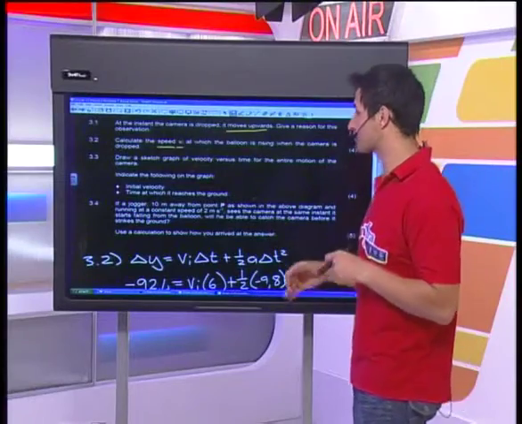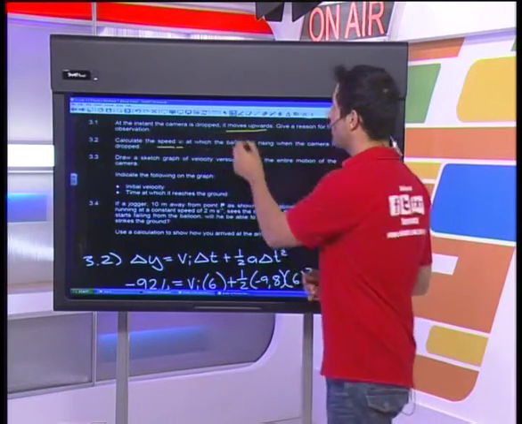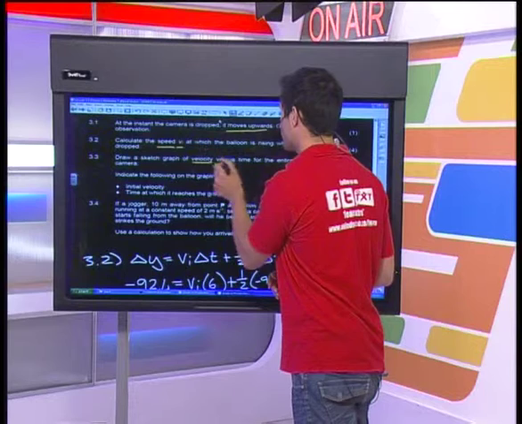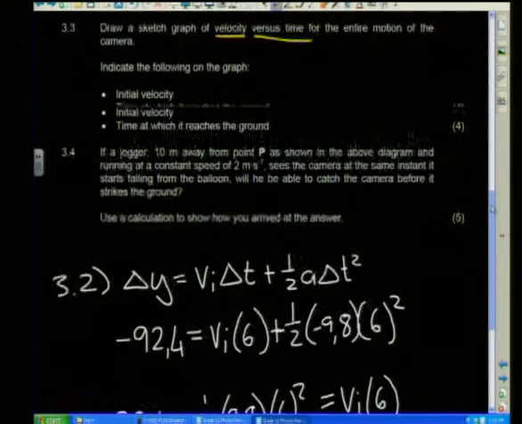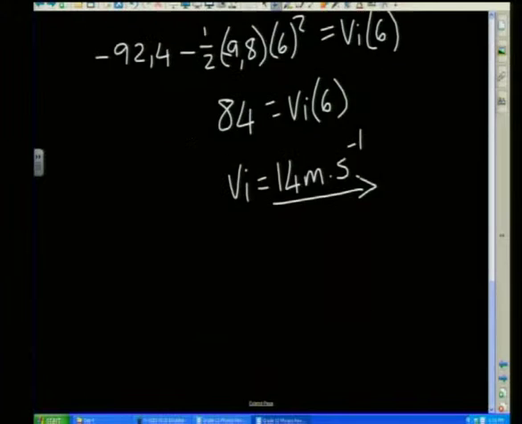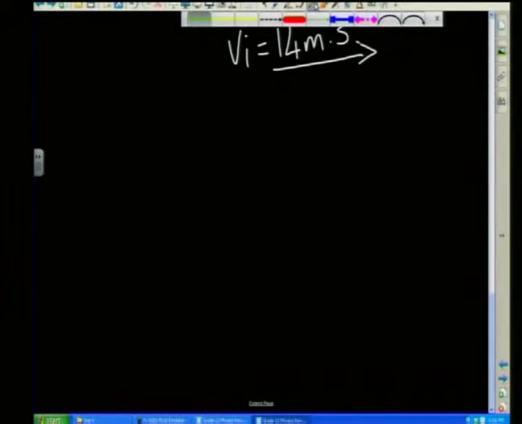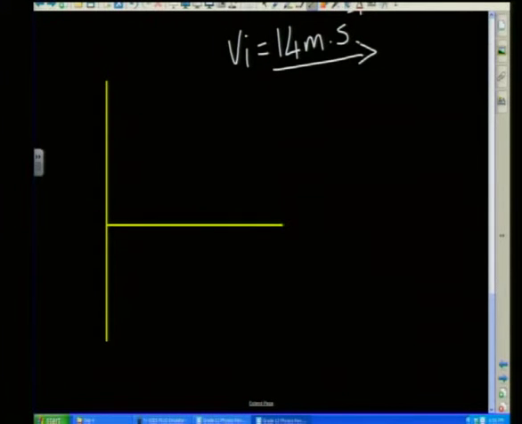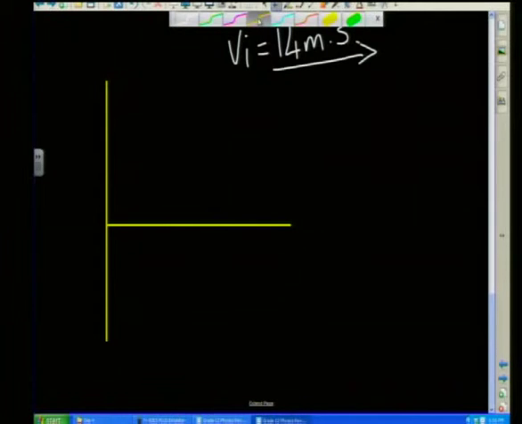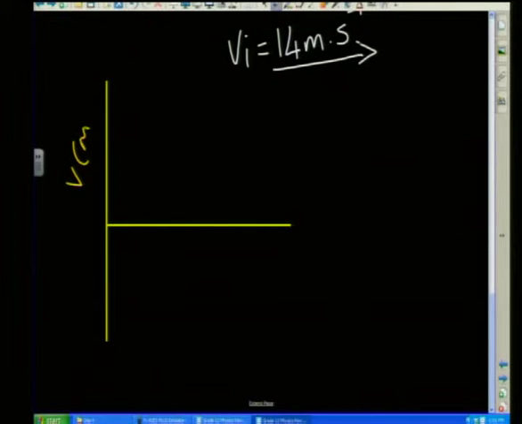Let's do some speed science. Okay, so draw a sketch graph of velocity versus time for the entire motion of the camera. Now, they want the initial velocity and the time at which it reaches the ground. Okay, well, they want a VT graph. Now what I'm going to do is keep up as positive. So here it is. There's my velocity, and there is my time. I don't need a ruler, luckily for me. So my velocity, which is measured in meters per second, and my time, which is measured in seconds, there are my axes. I need to label them, and I need to put in my units.